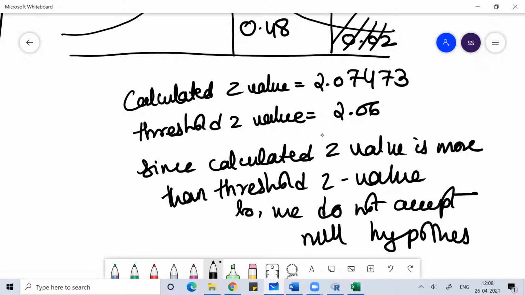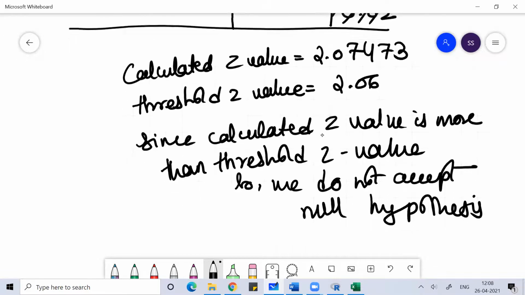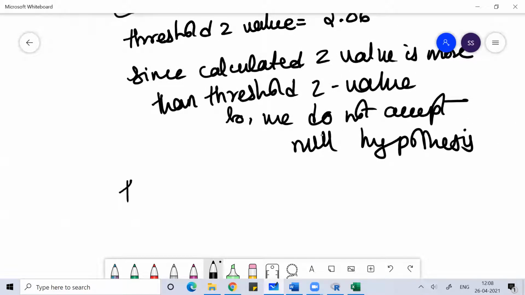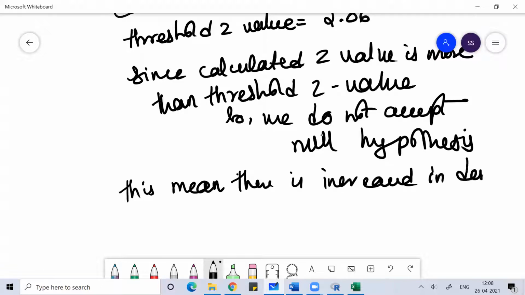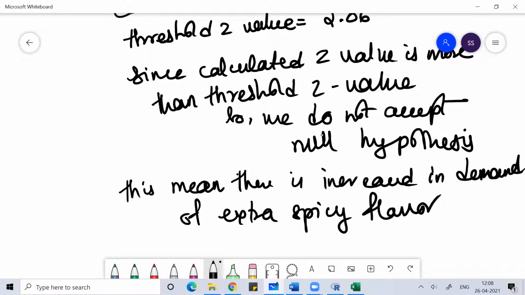Okay, you will only accept the null hypothesis when the calculated value is less than the threshold value. What does that mean? This means there is an increase in demand for the extra spicy flavor. Okay, in the mind of the consumer, there's an increase in demand for the extra spicy flavor.